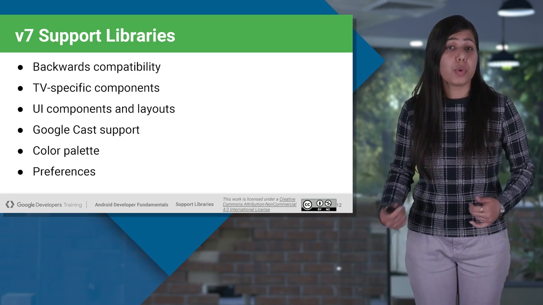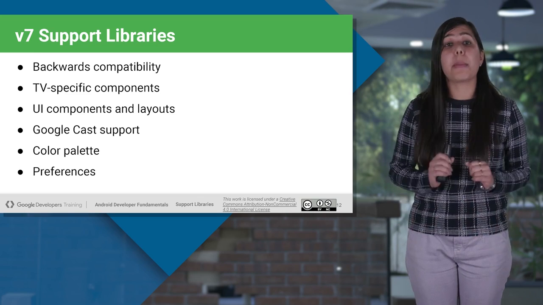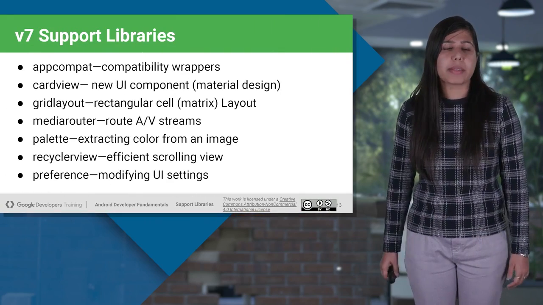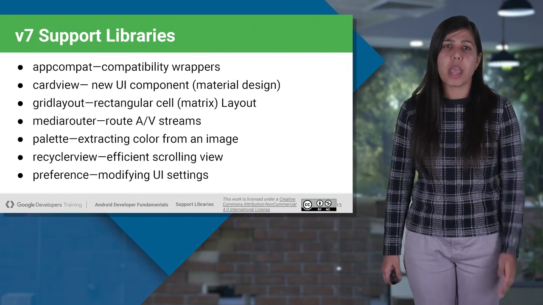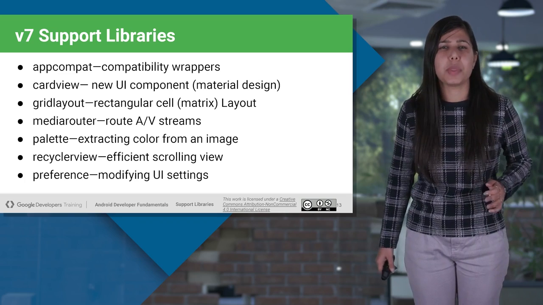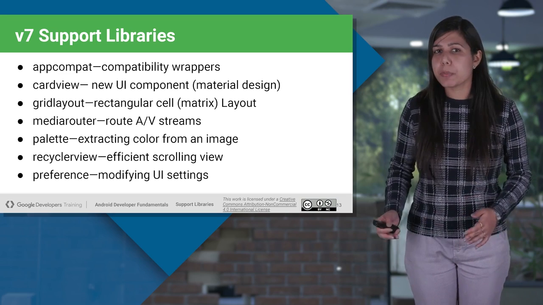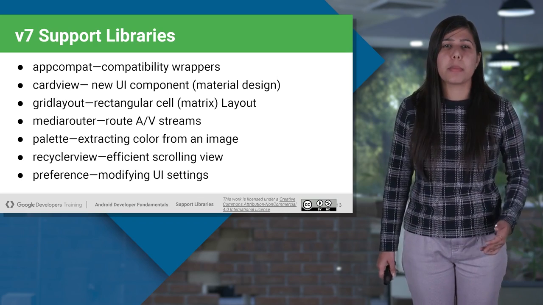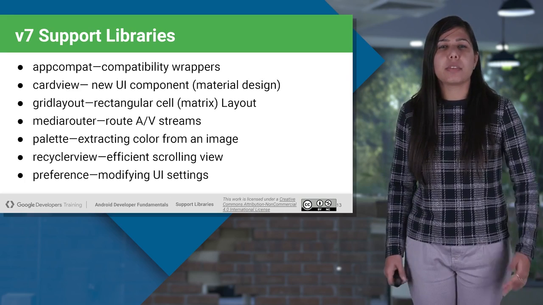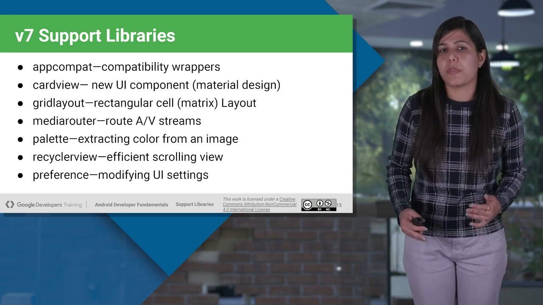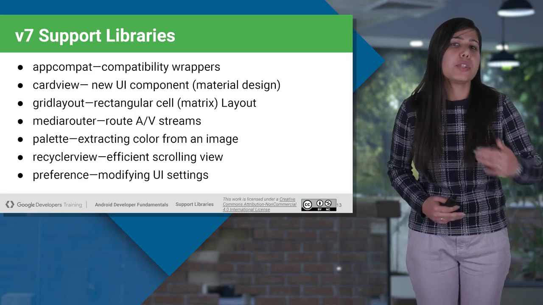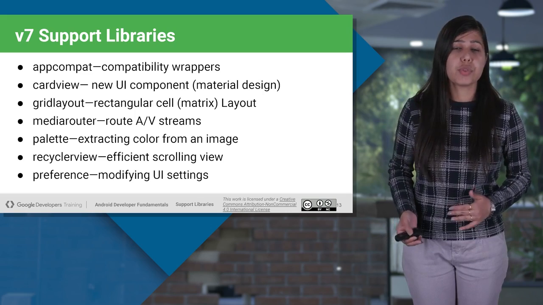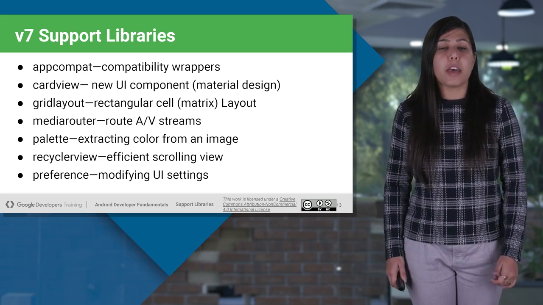Preferences: if you want to save some specific settings inside your application, you can use preferences for it. So AppCompat makes the compatibility wrappers inside for all the thousands of devices out there. We have a card view that fits best to material designs, grid layout, you know how to use them, and media router for TV specific UI components, palettes for image specific, whether you want to use it for TV or for mobile applications. We have recycler views, we have preferences.